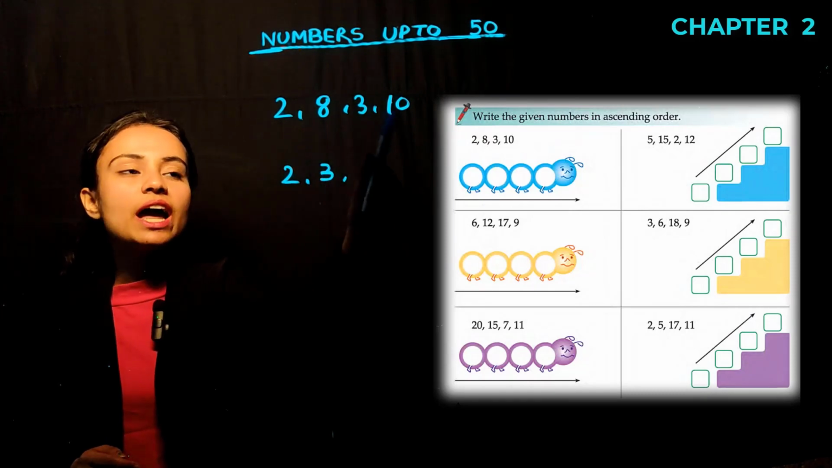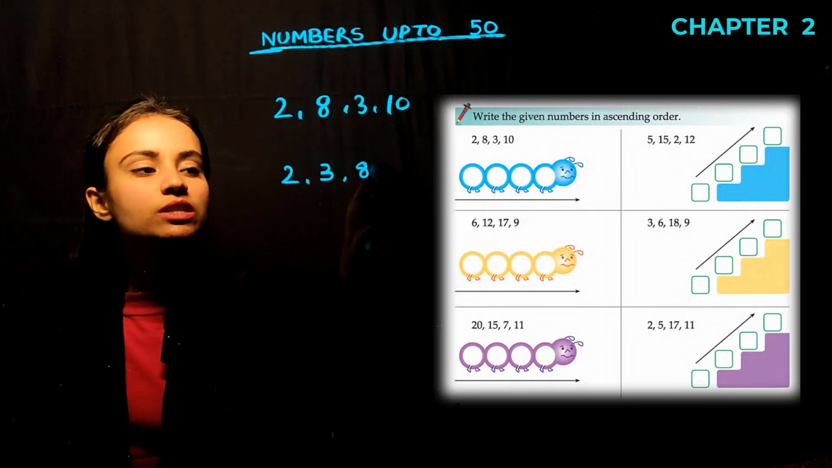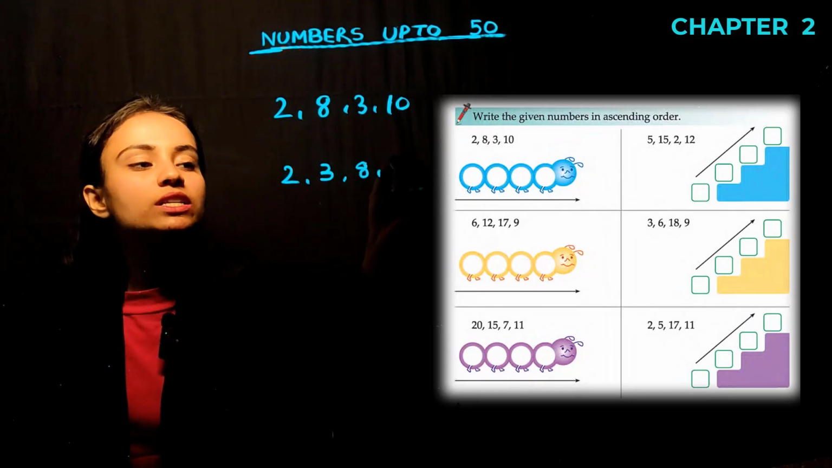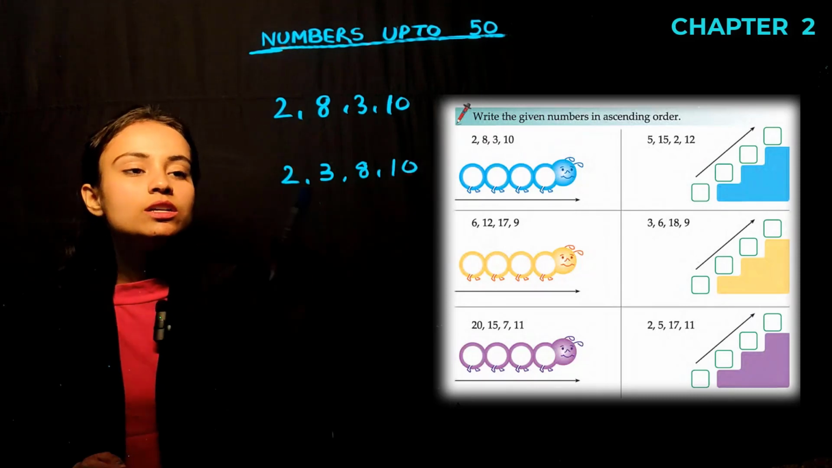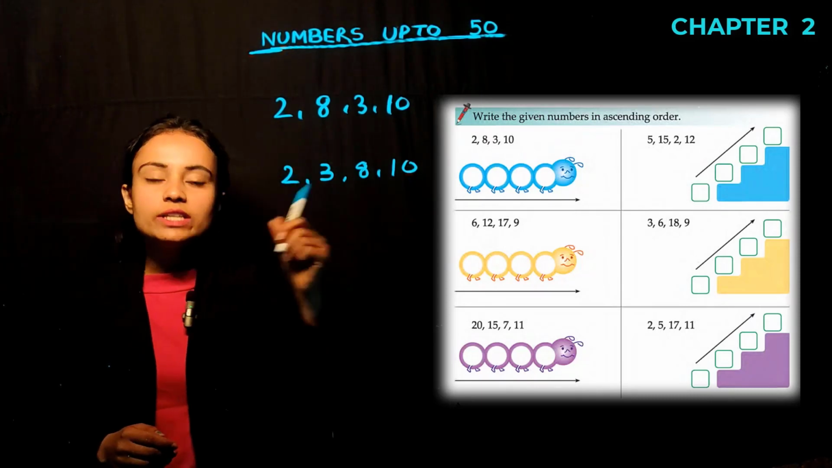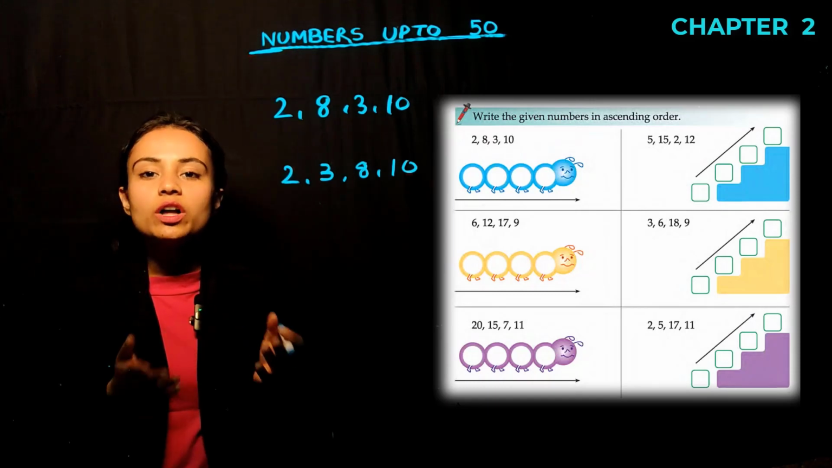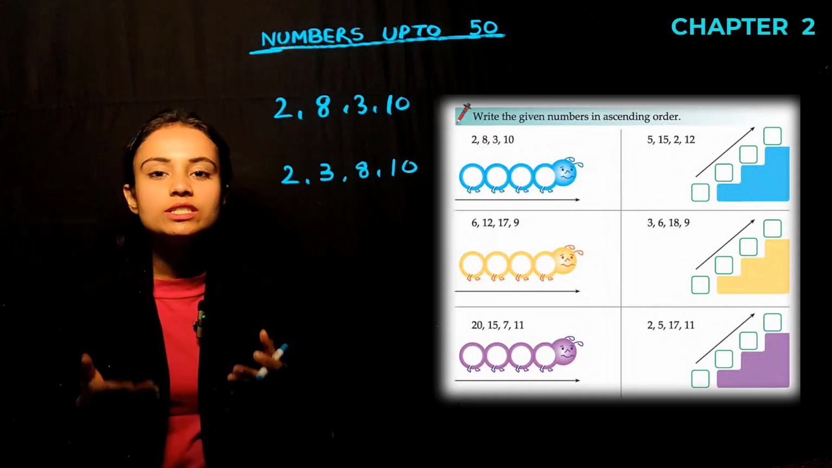Then we have 8 and 10. 8 is the smaller one, so we'll write 8 first. And then 10 is the biggest one, so we'll write 10. So here we are moving from smallest to biggest. So this is the ascending order arrangement. In a similar manner, you all have to do the rest of the parts by yourself.